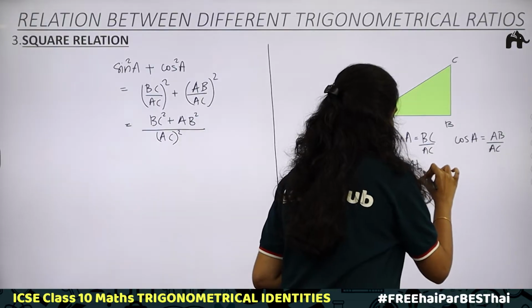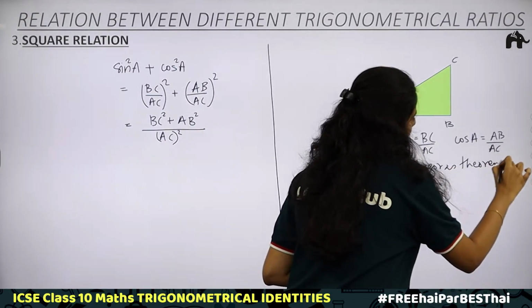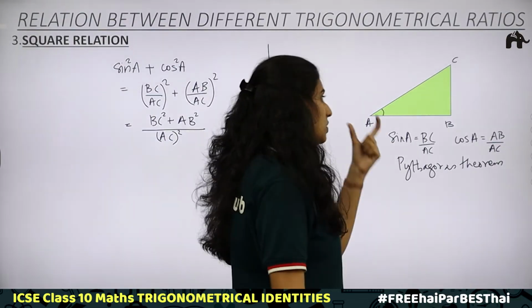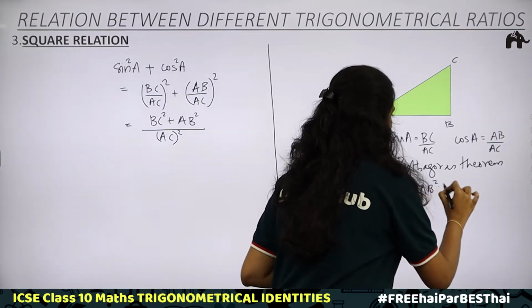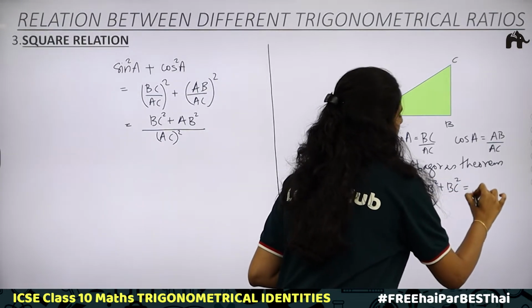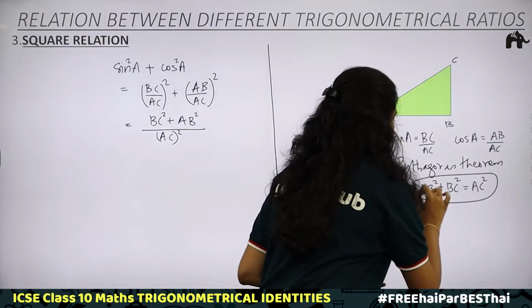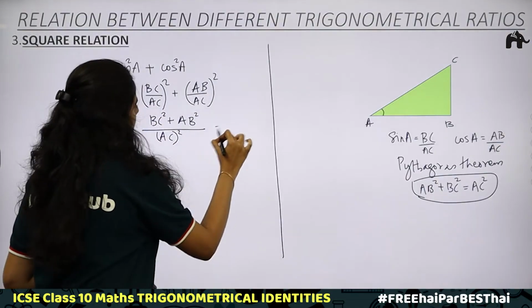You remember the Pythagoras theorem? What is Pythagoras theorem? We have base square plus altitude square or height square is equal to hypotenuse square. That is AB square plus BC square will be equal to AC square. So here we are going to apply this. AB square plus BC square is equal to AC square.